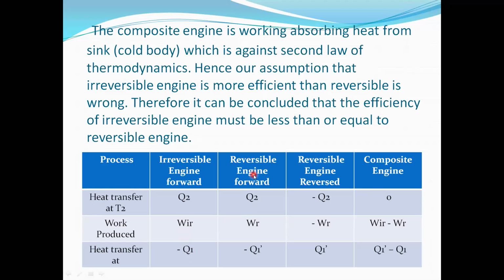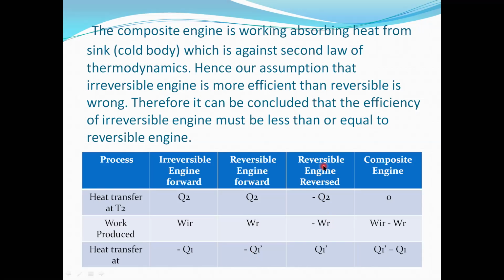Now the reversible engine forward. There are two engines, one is irreversible and another is reversible. So the values of the reversible engine forward are: heat transfer Q2, work produced WR, where W is the work and R is the reversible, and heat transfer is minus Q1 dash. We have denoted it by minus Q1.